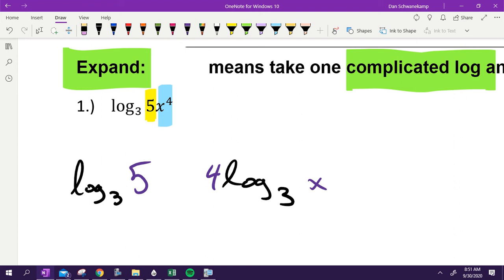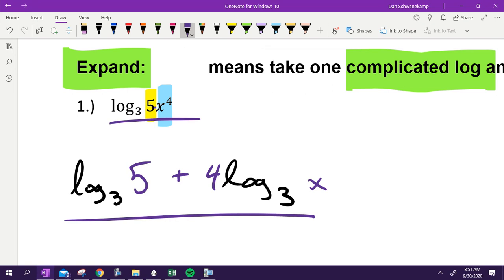There's my 2 logs. They're simpler now. Now all we have to decide is what sign goes in between. Do I put a plus sign or a minus sign in between? The 2 things were being multiplied, so if they're being multiplied, what am I going to put? Plus. Done. That is my expanded logarithm. This right here is the same thing as this right here. It's just written in a different way. Okay, we expanded the logarithm.